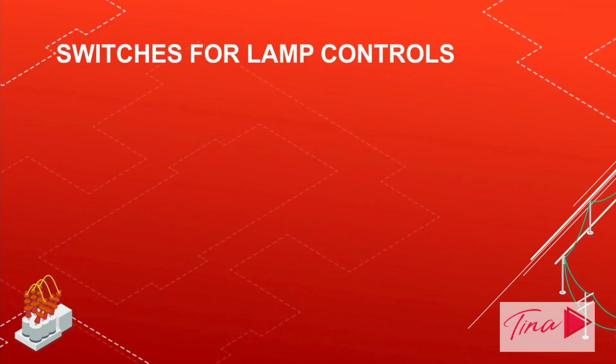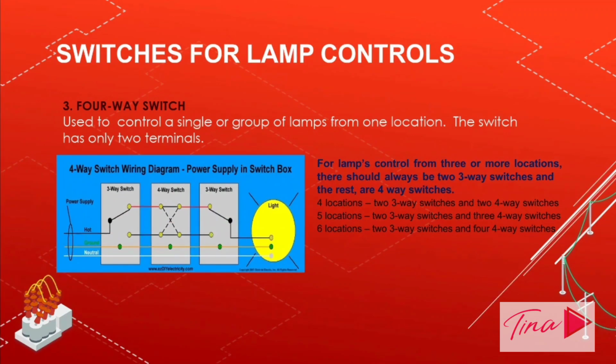Next is the four-way switch. This is used to control a single or group of lamps from one location. The switch has only two terminals. For lamps control from three or more locations, there should always be two three-way switches and the rest are four-way switches. For four locations, two three-way switches and two four-way switches. For five locations, two three-way switches and three four-way switches. For six locations, there would be two three-way switches and four four-way switches.